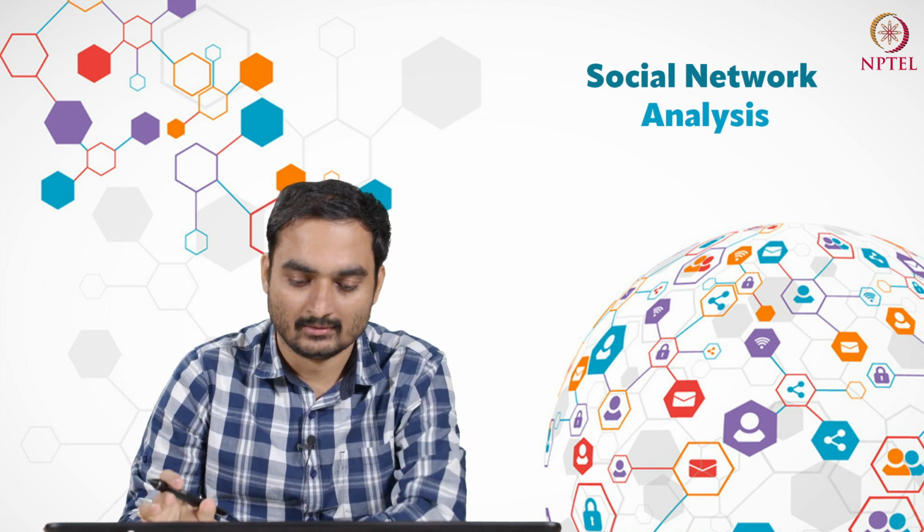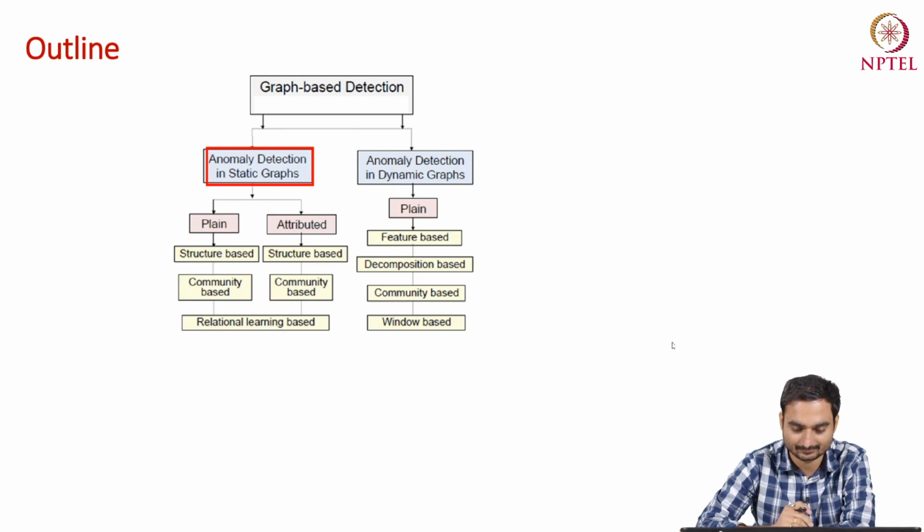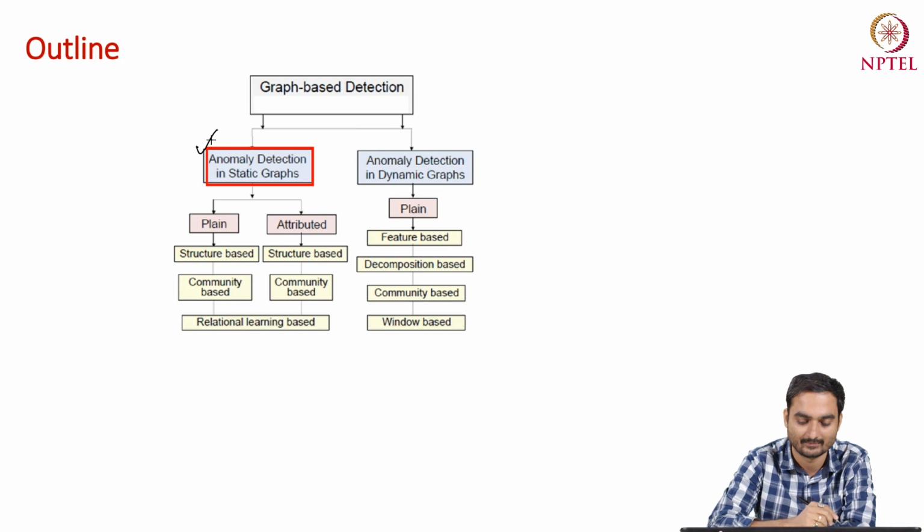Okay. So this is the taxonomy. As you see here, in general, we divide the algorithms into two categories: static graphs, so algorithms which are designed for detecting anomalous entities from a static graph, and algorithms which are designed for detecting anomalies from dynamic graphs.